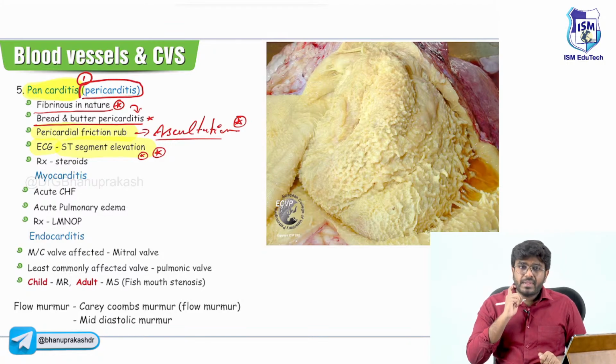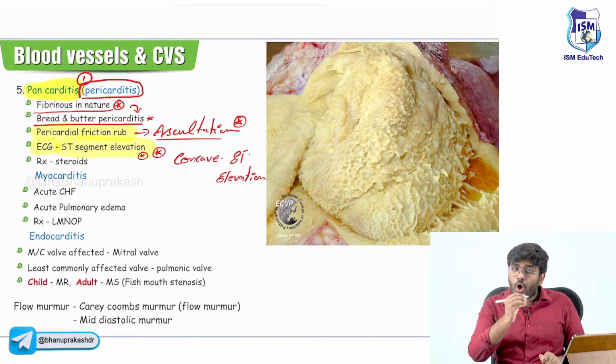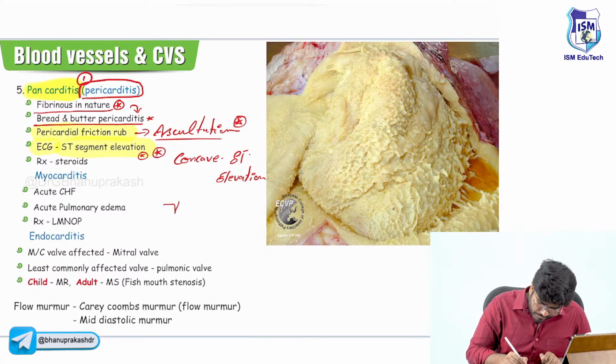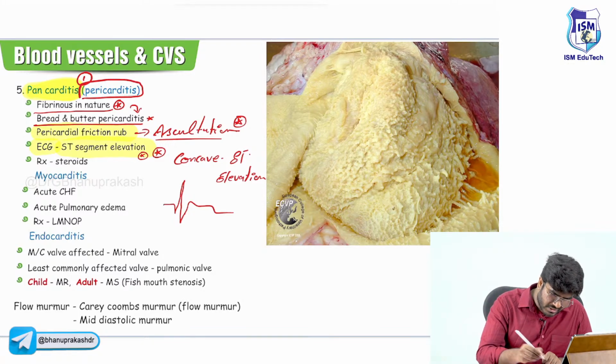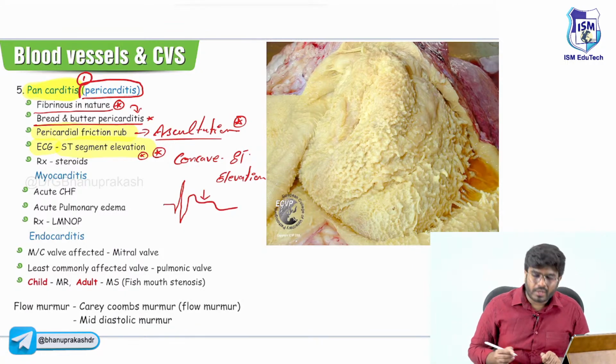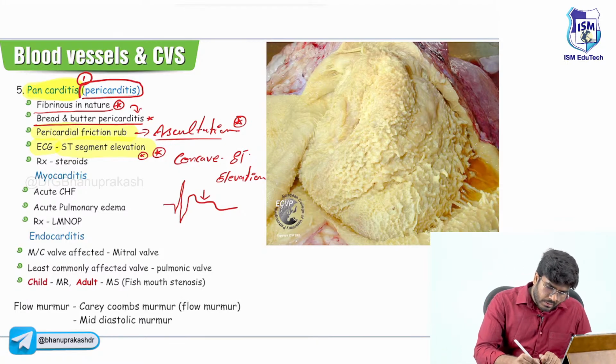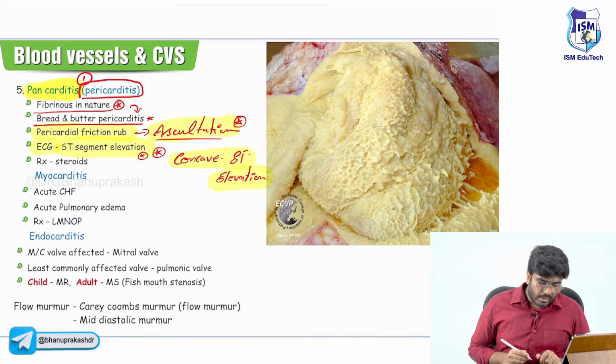Especially it is called a concave ST segment elevation. They will use the word concave. ST segment elevation. How is it going to be concave ST segment elevation? It's going to be seen something like this. There will be a concavity, sir. So concave ST segment elevation is going to be seen. Apart from that, we have seen concave ST segment elevation as well as pericardial friction rub.